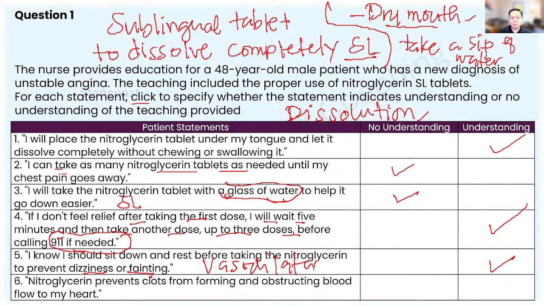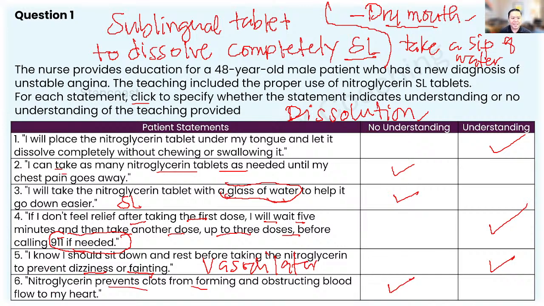Okay, now what about number 6? Nitroglycerin prevents clots from forming and obstructing blood flow to my heart. Does it prevent the blood clots? Well, unfortunately, guys, it doesn't prevent the formation of blood clots. It only is going to help the dilation of the blood vessels. So this is going to be assigned under no understanding. So there are 3 answers under no understanding and 3 answers under the understanding column.